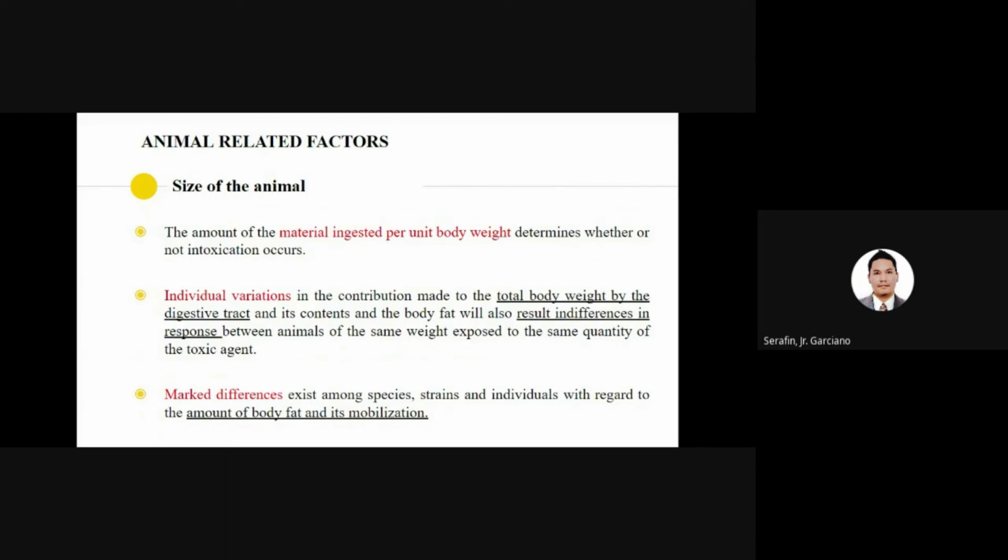And also individual variations in the contribution made to the total body weight by the digestive tract and its contents and the body fat will also result in differences in response between animals of the same weight exposed to the same quantity of a toxic agent. This could include the enzymes and other anatomic and physiologic variations of different animals.